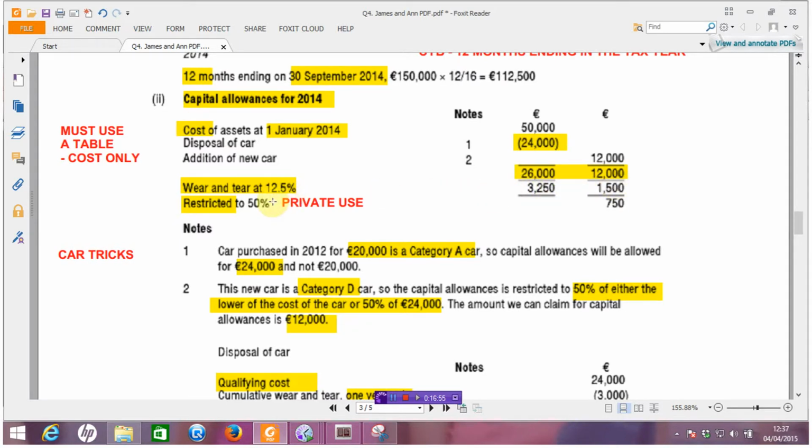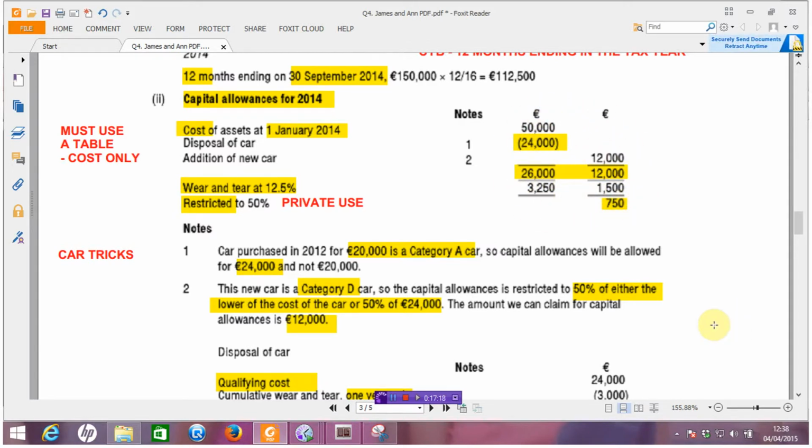The private use, again, given in the question, where we have private use of an asset, normally a car, we have to restrict. So we're simply applying 50% to give us our actual allowance of 750. So watch out for cars, quite tricky. Certainly making up this box, those are the sorts of tricks that I would expect to have.